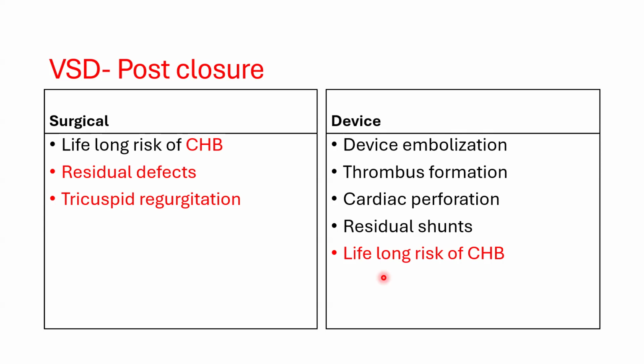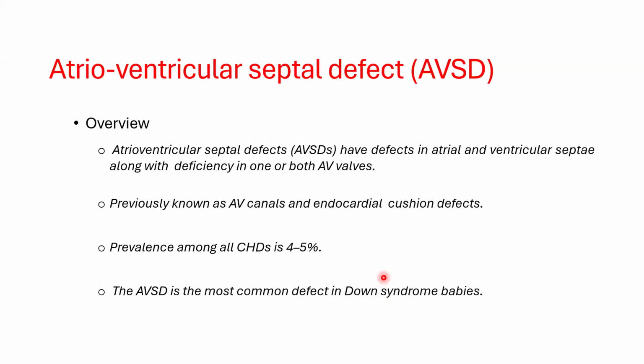So after you've actually retracted to close the defect, you may end up having some tricuspid regurgitation. With the device closures, the typical problems are embolization, thrombus formation, perforation, but there's also a lifelong risk of complete heart block. And this must be borne in mind during the follow-up visits. We currently have, I think, an 18-year-old who had a VSD repair done about 8 years ago and now has come with complete heart block. So these are real issues that we need to pay attention to.